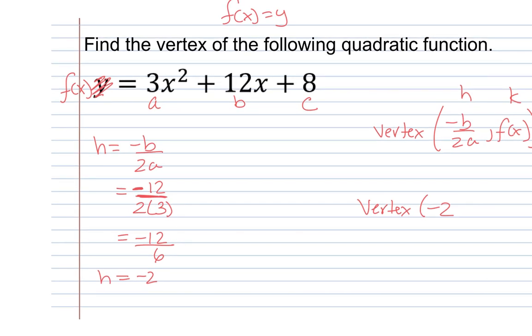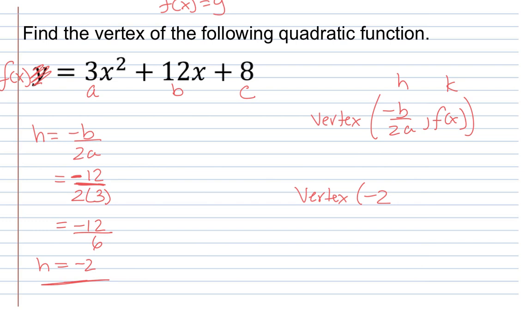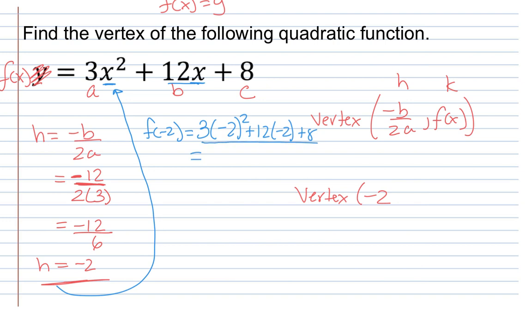Now, you're going to use this piece right here, and you're going to substitute it back into your original equation. So you're going to get this, and you're going to plug it in wherever you see an x. So now we're going to have f of x, or in this case, f of negative 2. You're going to have 3 times negative 2 squared plus 12 times negative 2 plus 8. All you're going to do is type in all of this in the calculator just the way it looks, and you're going to get your f of negative 2, which is going to be your k right here. So if I put that in the calculator, I get negative 4. That means my vertex is negative 2, negative 4.